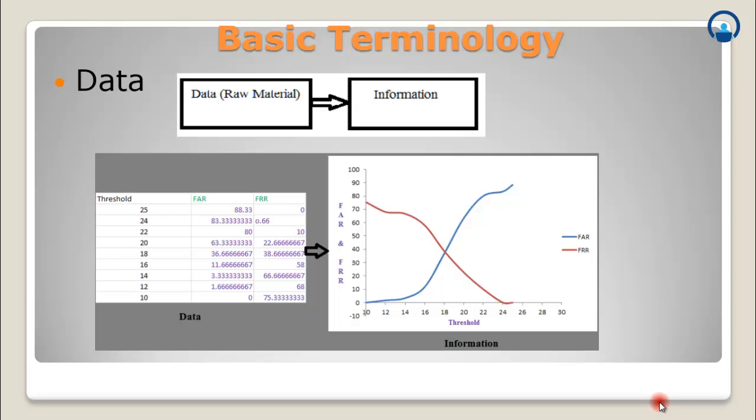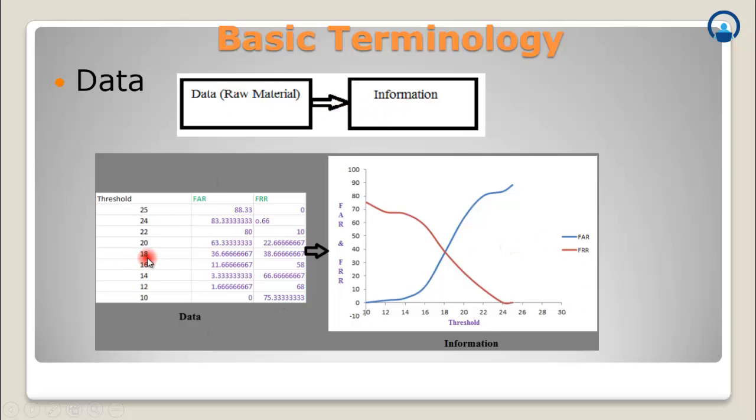Like we're watching this PPT, okay? So this PPT is what? It's an information. But for preparing this PPT, I have to collect data. So from this data, I have prepared this PPT. So the thing is that this PPT is information. Now see, the data is raw material, and by processing this data, we will get information.